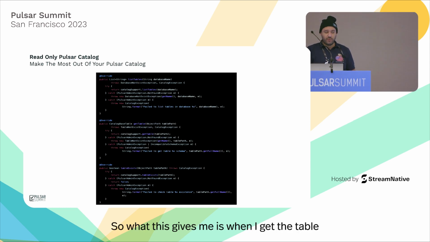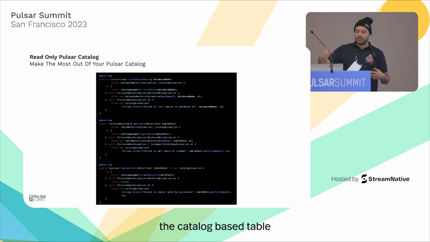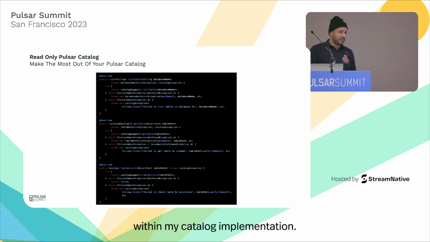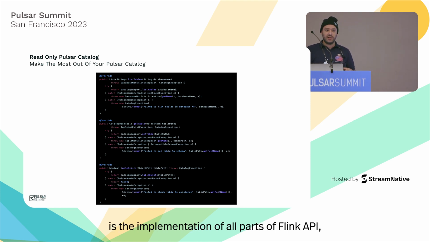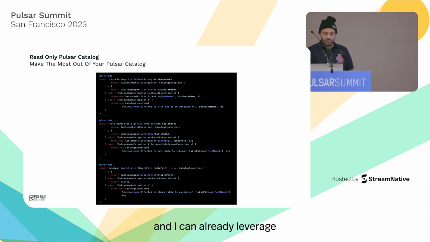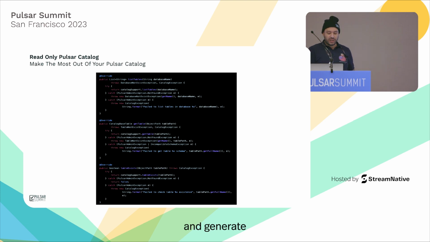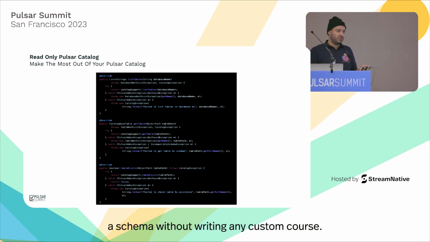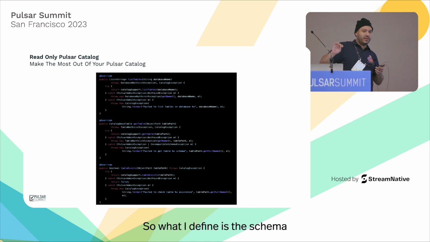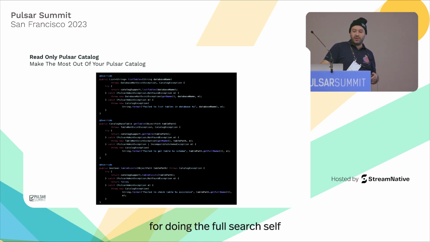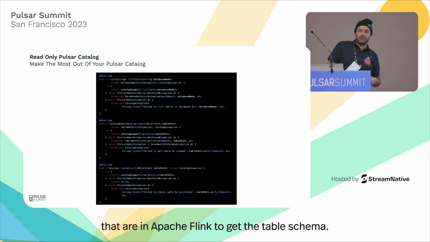So what this gives me is, when I get the table and create the catalog-based table within my catalog implementation, again, what we are seeing here is the implementation of the Apache Flink API, I can already leverage the Avro schema converter of the Flink Table API and generate a schema without writing any custom code, right? So I define the schema within Pulsar itself and automatically use the constructs that are in Apache Flink to get the table schema.